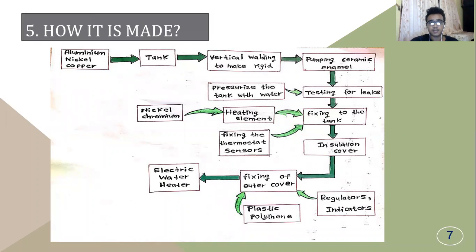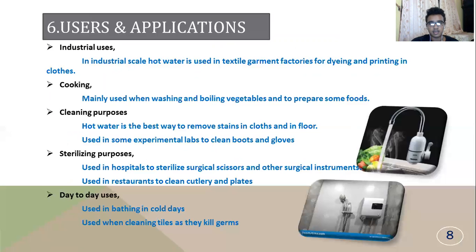This slide shows the flow chart of how the electric water heater is made. When considering the main steps, first the tank made of nickel, copper, and aluminium is welded vertically to make it rigid. Later on, it's tested for leaks by pressurizing the tank with water. Further, the heating element is fixed to the tank, then the insulation cover and the outer cover, which gives us the solid electric water heater at the end.